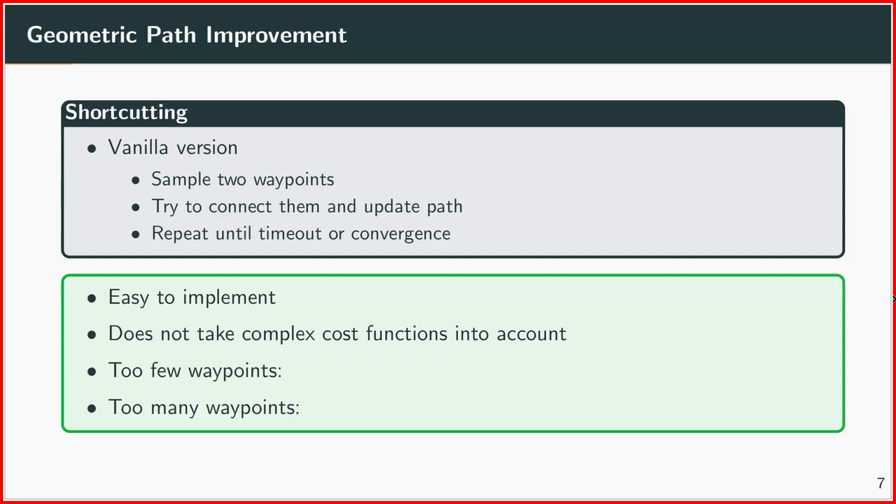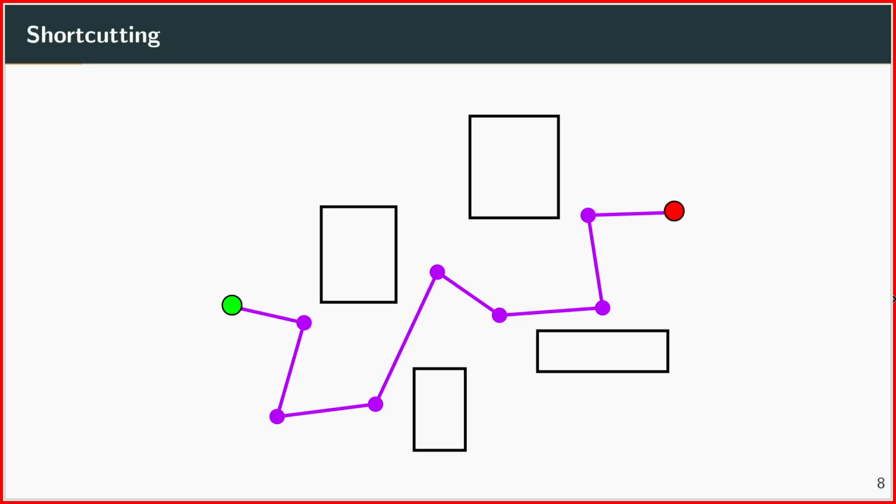Last time we already talked about that this only takes cost functions into account which have a certain structure. Also, if your path has too few waypoints, then very often it's very difficult to connect them. And if you have too many waypoints, then it can happen that you have a very long computational time. So this is just a small reminder about shortcutting.